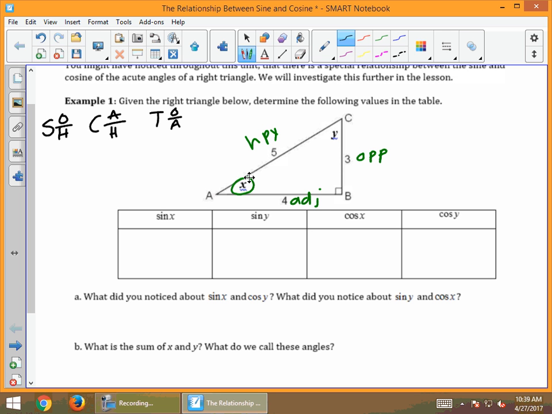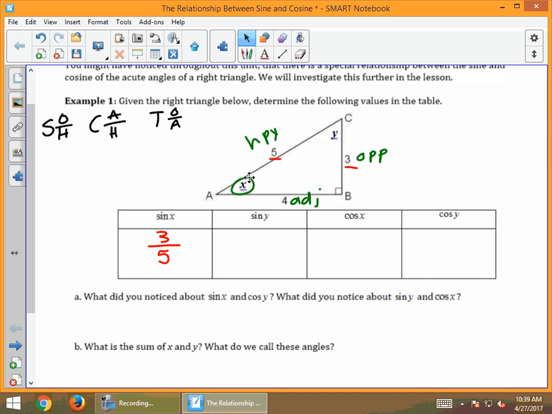We're finding the sine of x. So the sine of x is opposite over the hypotenuse. Well, our opposite is 3. Our hypotenuse is 5. So the ratio of sine is 3 over 5. The next one, we're going to find the sine of y. I'm going to keep dealing with x though, so we don't have to keep moving our sides around. So I'm going to skip the next one for right now and move on.